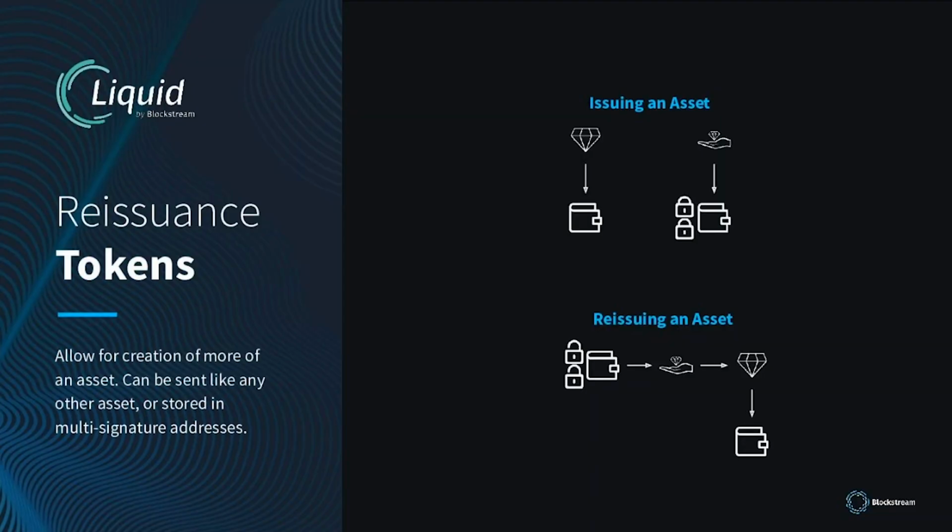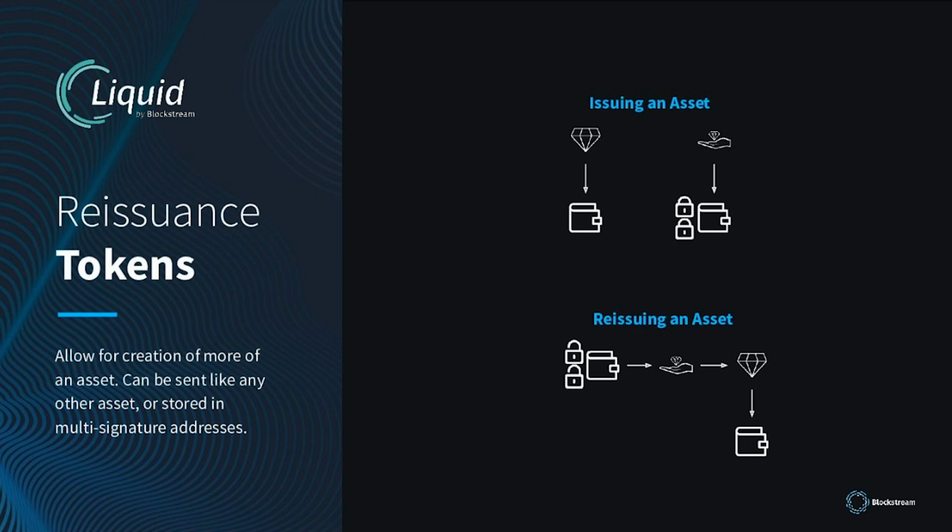All right, the last concept in here is the idea of something called a reissuance token. So when I create an asset, I have the ability to say I want to create more of it later or not. And if I decide I do want to create more of it, that means that something called a reissuance token is created. And a reissuance token is just like any other asset. It can be stored in any kind of wallet that you would store any Liquid asset in. This means you could also do things like store it in a multi-signature wallet.